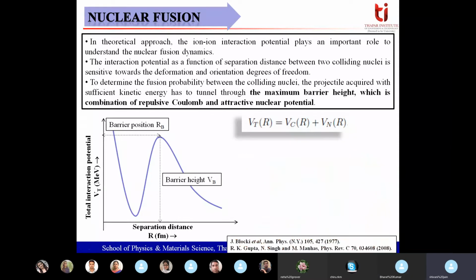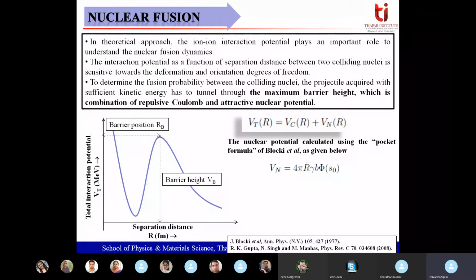Okay. Now the second term, which is the nuclear potential. The nuclear potential is not very absolute, and many researchers have worked hard and given many models to describe the properties of colliding nuclei at low energy heavy ion heavy ion nuclear reactions. In our work, we have considered the proximity potential, which is based on the pocket formula and given by J. Blocki and the co-authors of this paper in 1977. It is a generalized formalism for deformed and oriented nuclei.